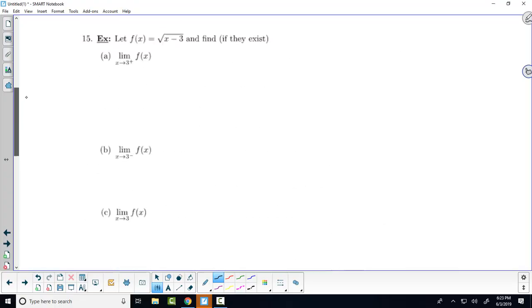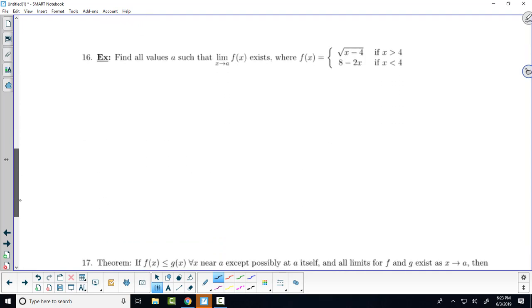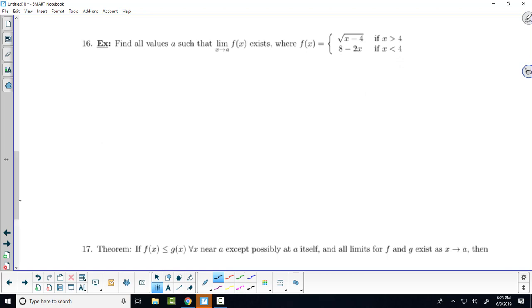So we were working through section 2.3. I believe we did question number 15. Is that correct? Okay, so let's jump into 16 now. So here we've got a piecewise defined function. Is it defined for all real numbers? No, it's not defined where? At 4. So the domain of f we could say would be from minus infinity to 4, union with 4 to infinity.